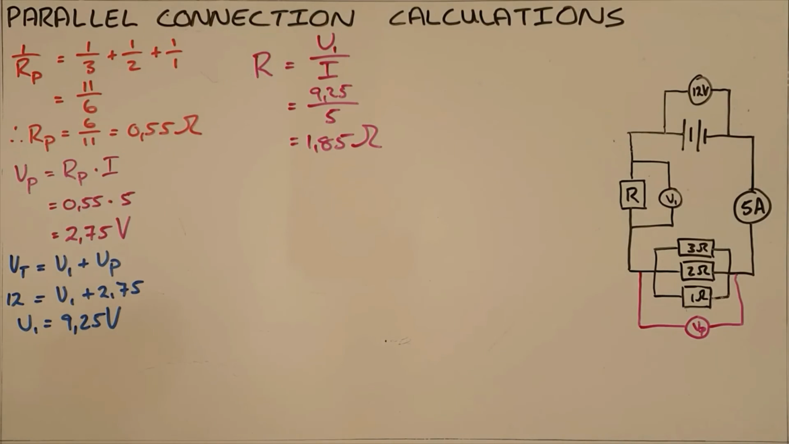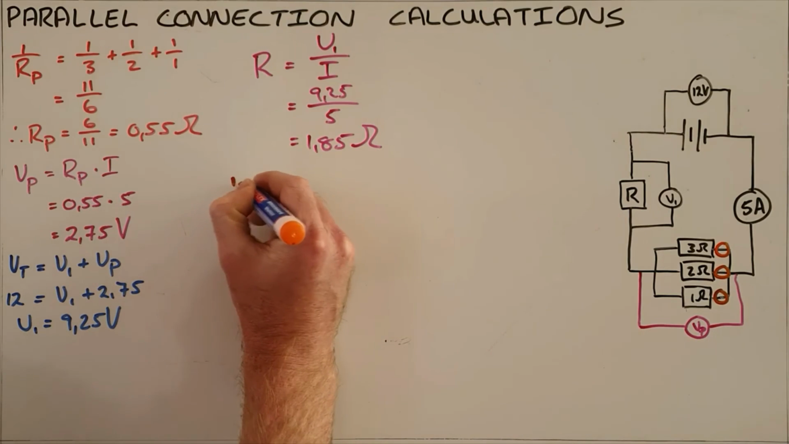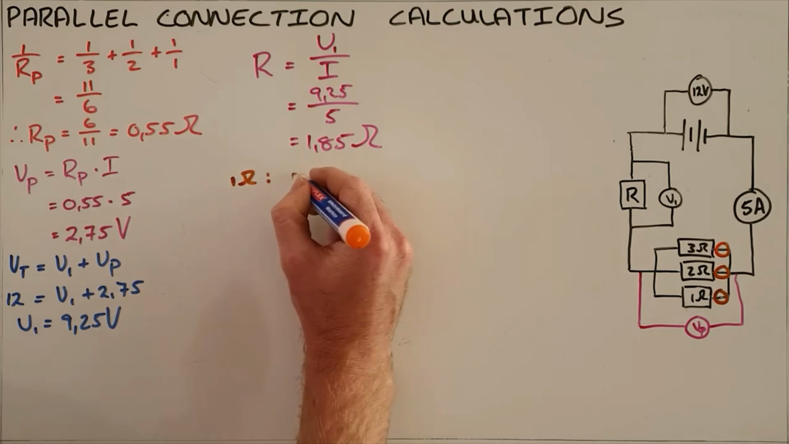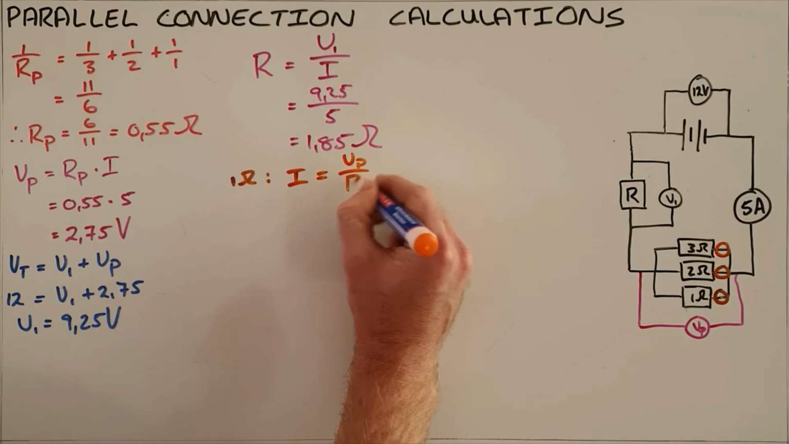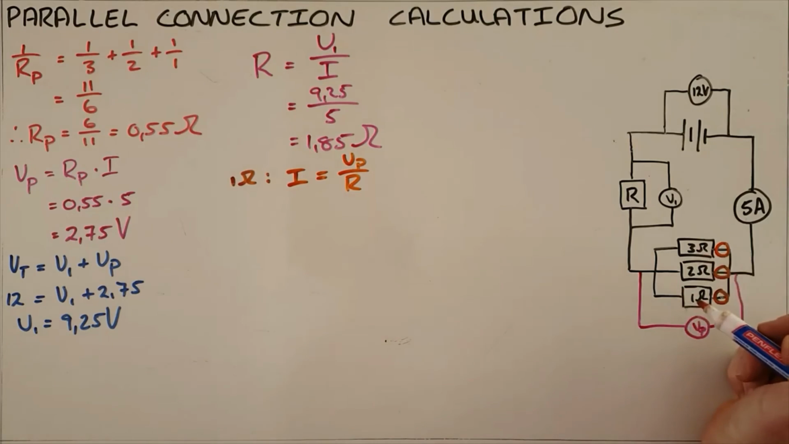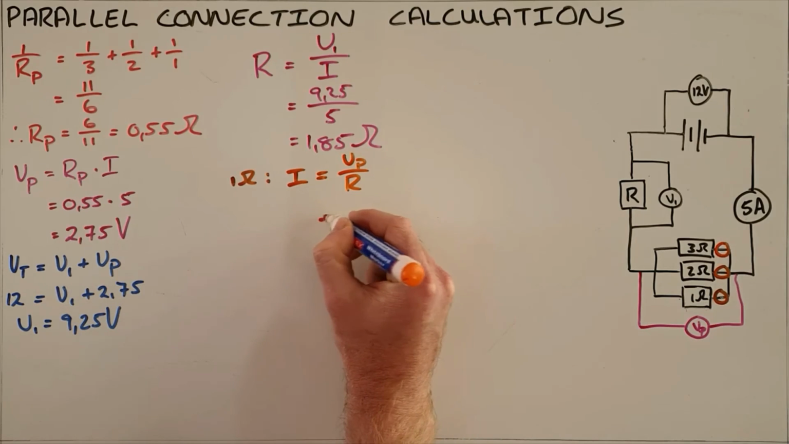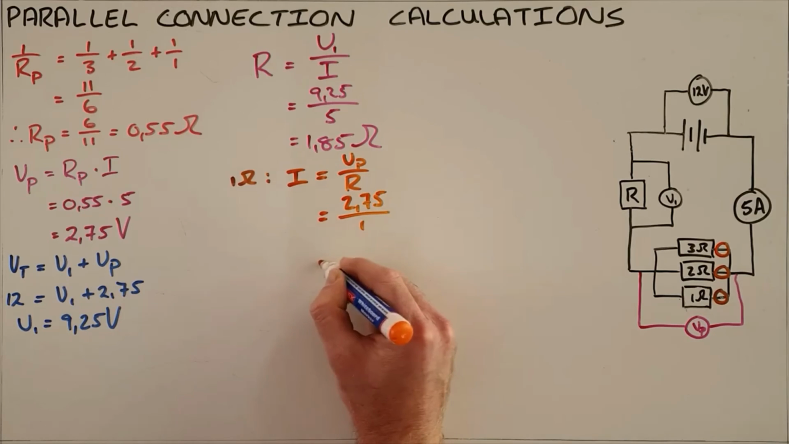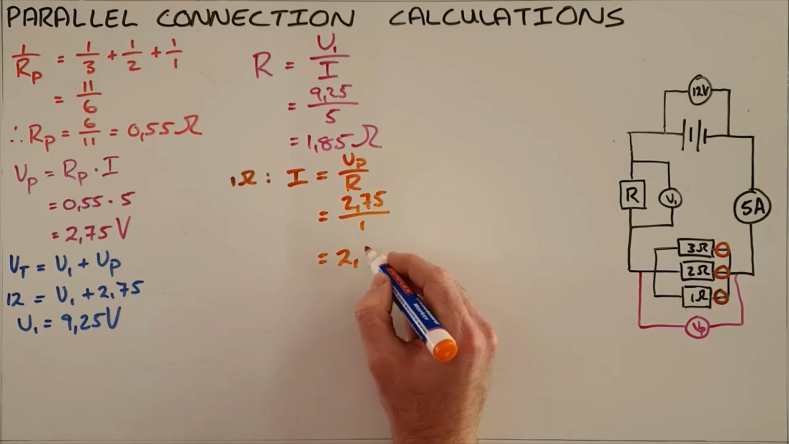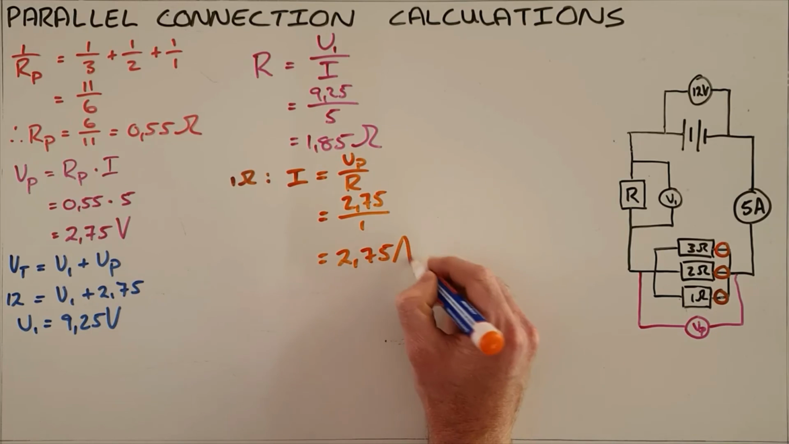Finally, what we could also be asked here is to calculate the current that is passing through each part of this parallel set. So we can start by calculating the current passing through the 1 ohm resistor, and we do that because we know that current is always equal to the voltage divided by the resistance, and we know that voltage in parallel is constant, meaning the voltage over each one of those resistors remains the same. So the voltage we know is 2.75 divided by that 1 ohm resistor. That means the current passing through the 1 ohm resistor is 2.75 amps.